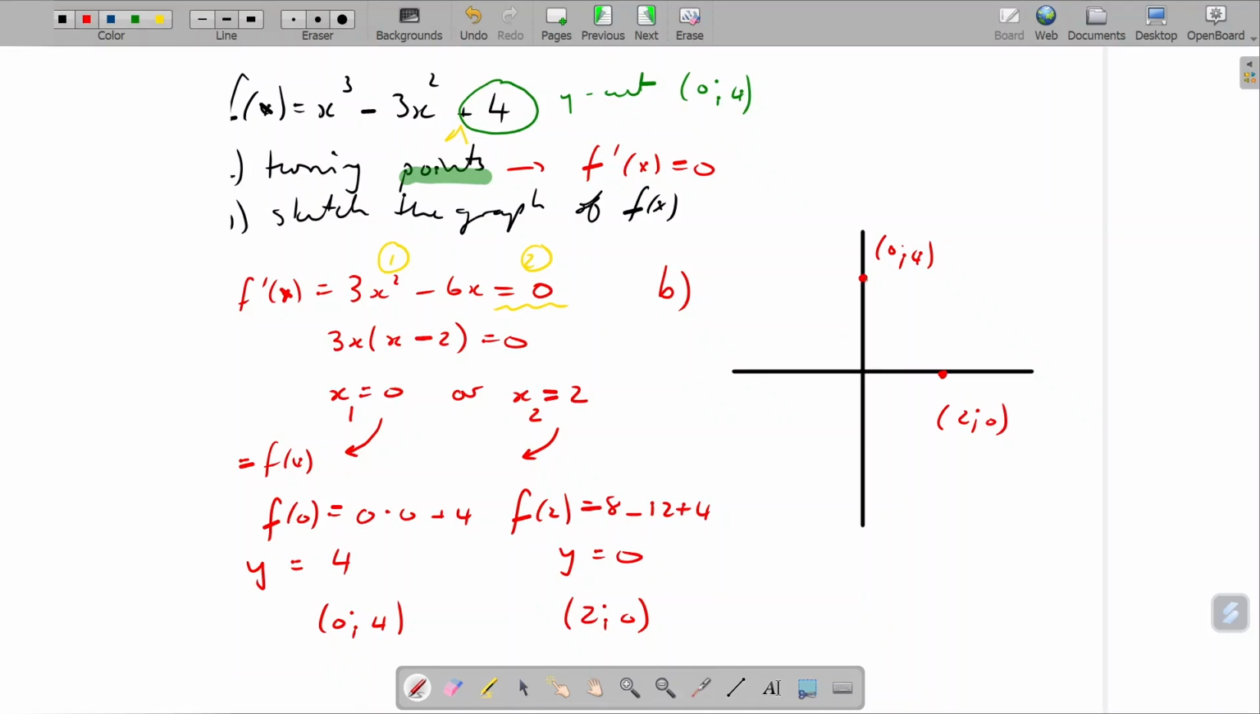Now, the hint I'm going to give you is to remember that a cubic function tends to have this S shape. So what is going to join the turning points is that sort of S shape. Because this is a turning point, it is now going to head upwards to the far right. And because this is a turning point here at (0, 4), it's going to head downwards to the far left.